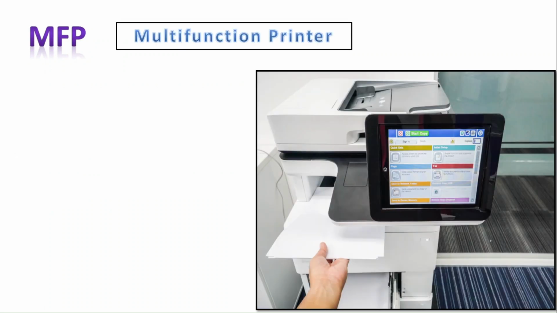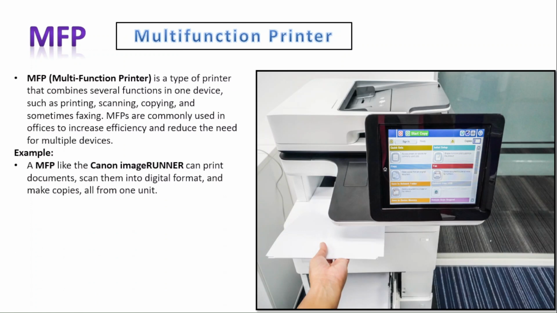MFP, that is multifunction printer. So MFP, multifunction printer, is a type of printer that combines several functions in one device, such as printing, scanning, copying, and sometimes faxing. MFPs are commonly used in offices to increase efficiency and reduce the need for multiple devices. Example: an MFP like the Canon imageRUNNER can print documents, scan them into digital format, and make copies, all from one unit.